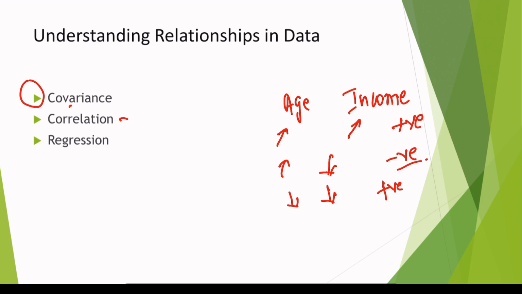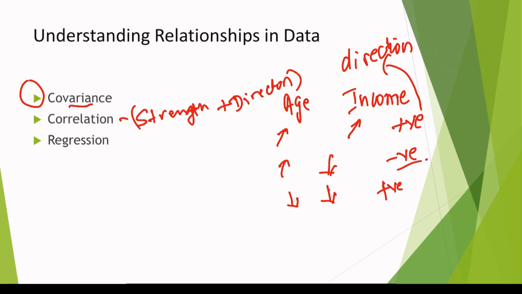So, what is the limitation of covariance and why do we need correlation? Because in covariance, we only get the direction of the relationship. But if we also want to know the strength of the relationship, then we can use correlation. So, the correlation metric can give us the strength plus direction.